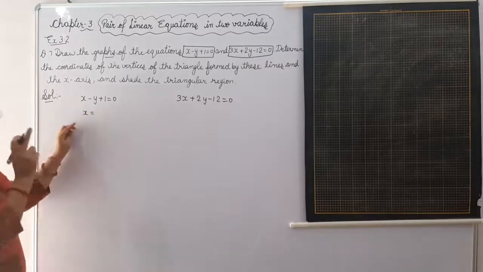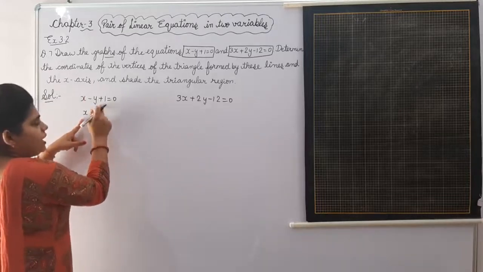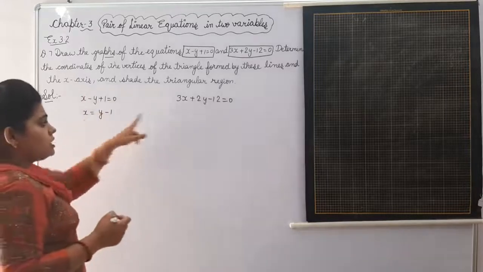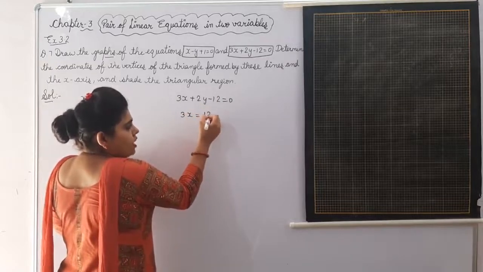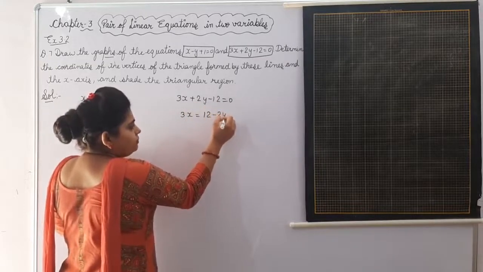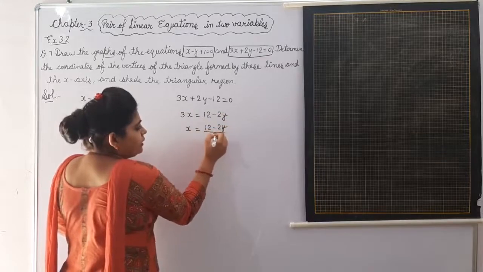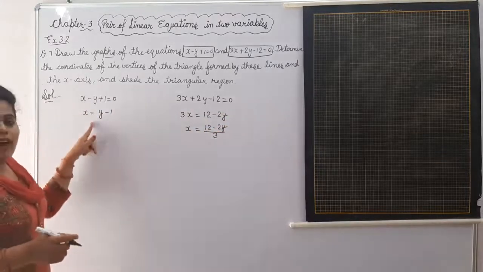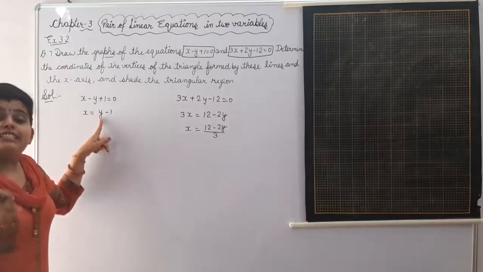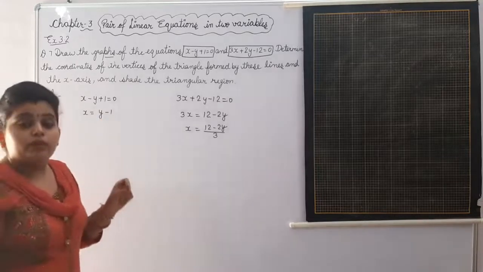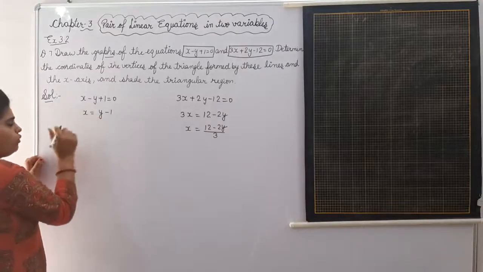x will be equal to one variable on this side, another variable on this side. Minus y will become plus y and this plus 1 will become minus 1. Similarly, this equation will become 3x is equal to, this minus 12 will become plus 12, plus 2y will become minus 2y, and x is equal to 12 minus 2y divided by 3. Now, dear students, put values for y, you will get the value for x. In this case, y is the independent variable and x is the dependent variable because x depends on y for its values. So, now see solutions of the first equation.